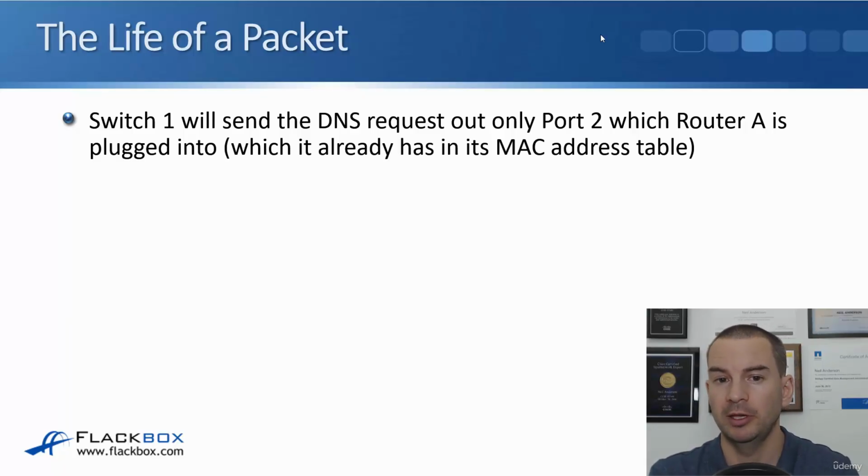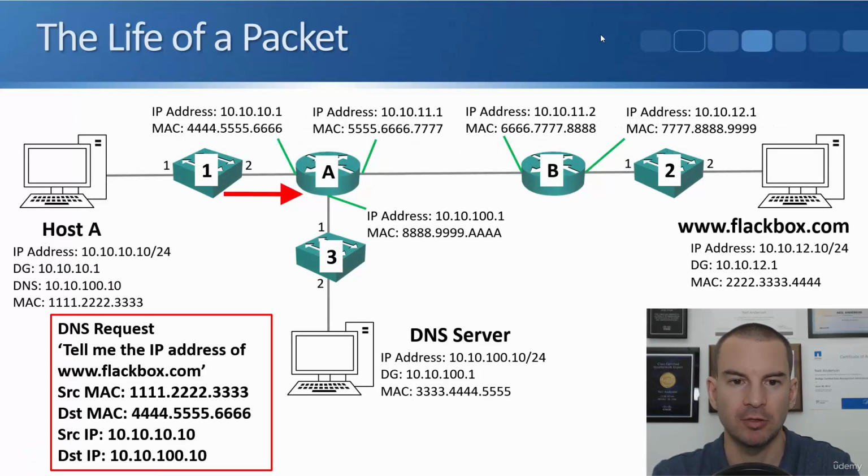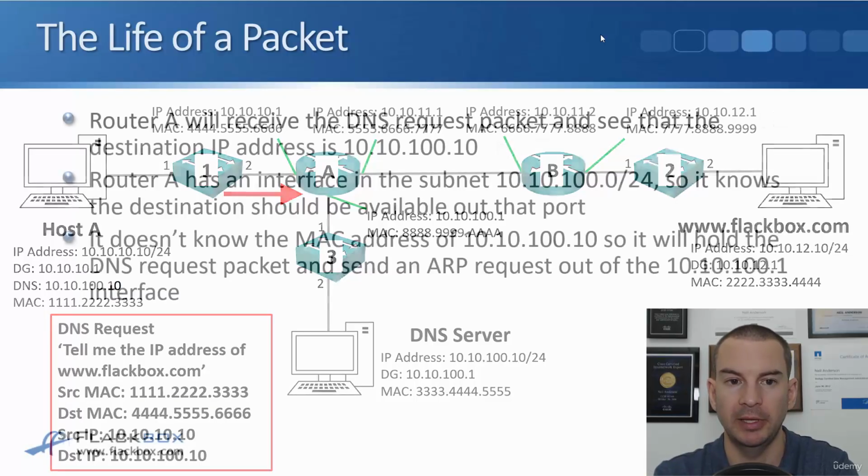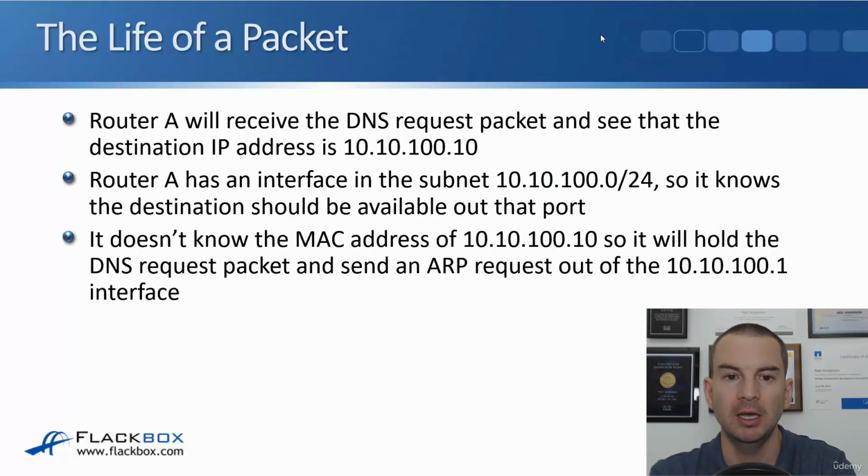So switch 1 will send the DNS request out only port 2, which router A is plugged into and which the switch already has in its MAC address table. So the DNS request will come into router A. It will receive the request and see that the destination IP address is 10.10.100.10, the DNS server. Router A has an interface in that subnet of 10.10.100.0/24, so it knows that the destination should be available out that port.